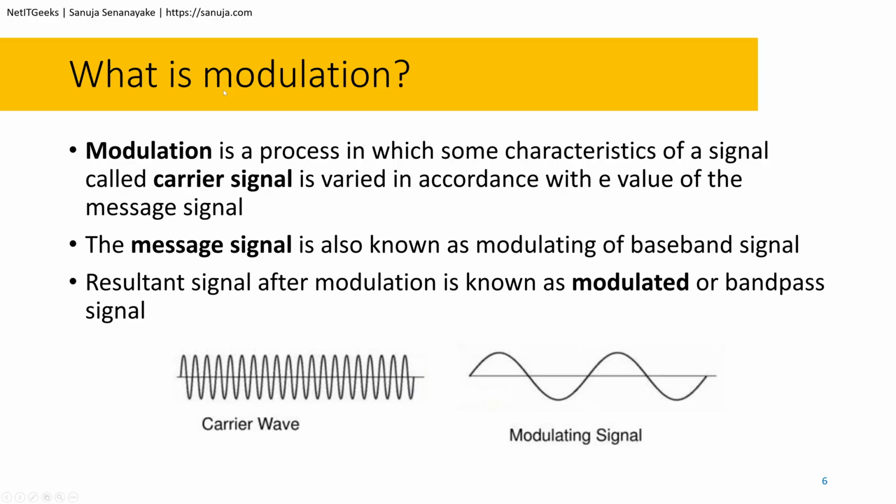What is that value? What is a carrier signal? Well, you don't need to know that, so I'm not going to cover those in depth, but you need to know modulation is a process in which some characteristics of a signal called the carrier signal are varied. But you also need to know why we make this change. Why do we even modulate the carrier signal? To understand that, you need to understand what we have other than the carrier signal. Other than the carrier signal, we have the message signal, which is also known as the modulating or baseband signal.